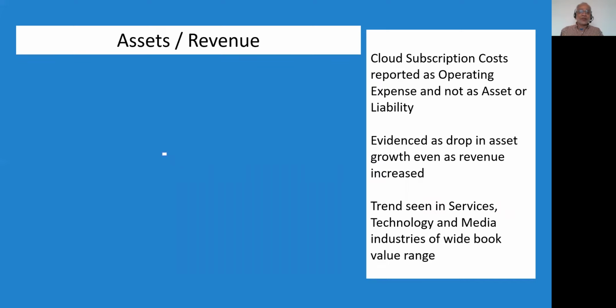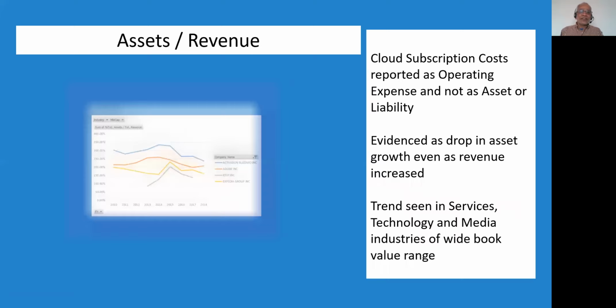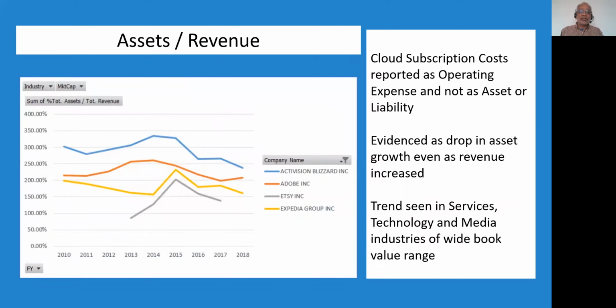Assets to revenue ratio takes a dip when companies transition to the cloud. We see here Activision Blizzard, Adobe, Etsy, and Expedia, which are diverse companies with a wide range of book values. When they started moving to the cloud around 2015, the assets to revenue ratio, which was increasing until then, started taking a dip.